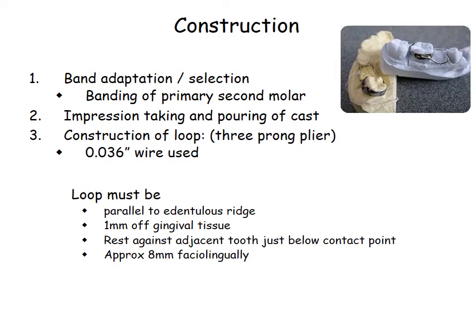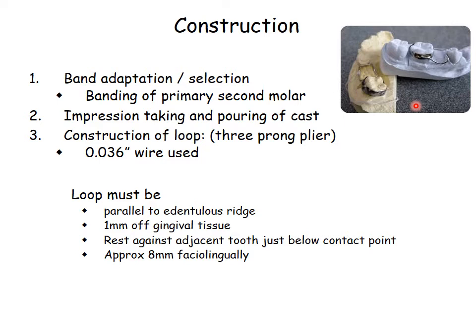Next, we move on to the discussion about the construction of the band and loop space maintainer. As you can see in the picture, the band adaptation or band selection is done. If you have preformed bands, then you have to do band selection according to the size of the diameter of the tooth, and then adapt it to the tooth surface, after which impression is taken and pouring of the cast is done.